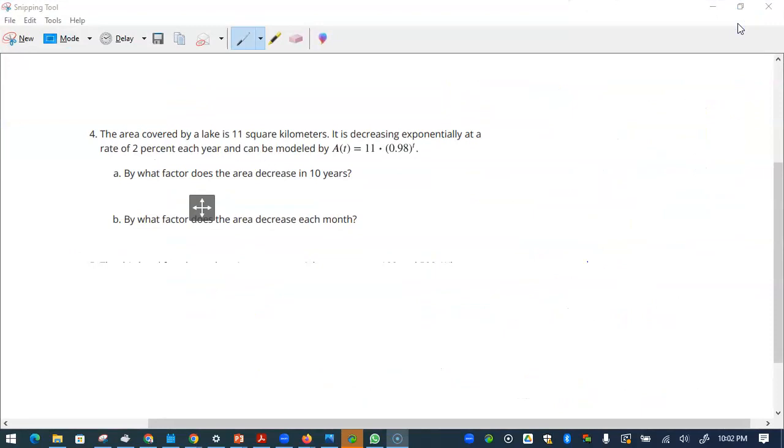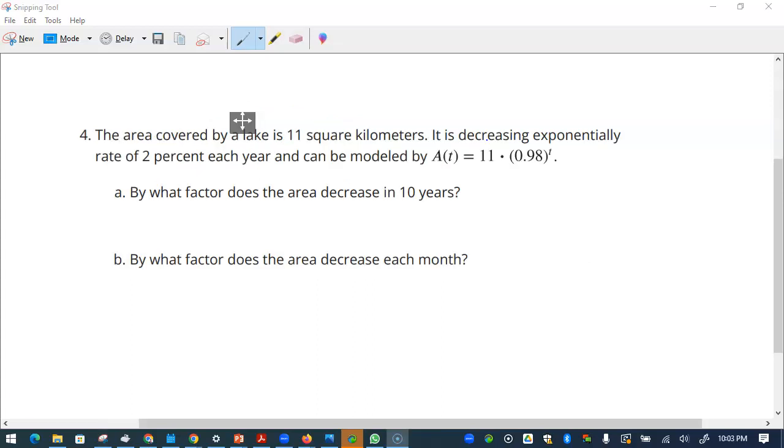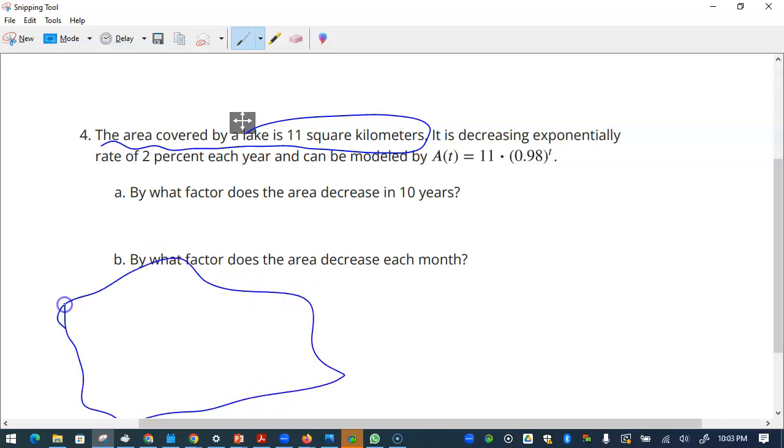For this question, you see the area covered by a lake is 11 square kilometers. It is decreasing exponentially. In this problem, the area covered is given to you. So in the beginning, let's say this is the area, and maybe there is 11 square kilometers. This is what is covered, right?